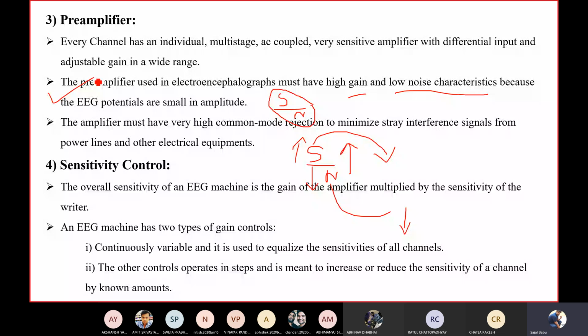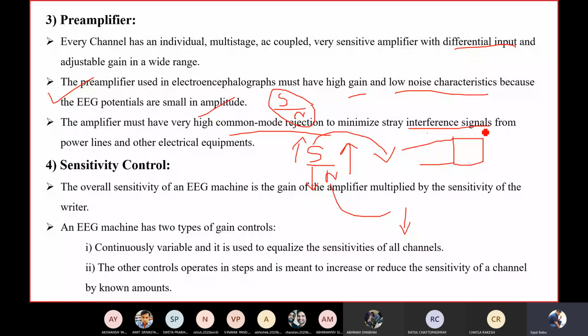So differential input means I am going to have two input pins, right? If you have a common signal on these two pins and the amplifier can reject that, then it is not that much of a problem. Just remember that if the common mode rejection ratio is high, then it is going to minimize the interference signal.